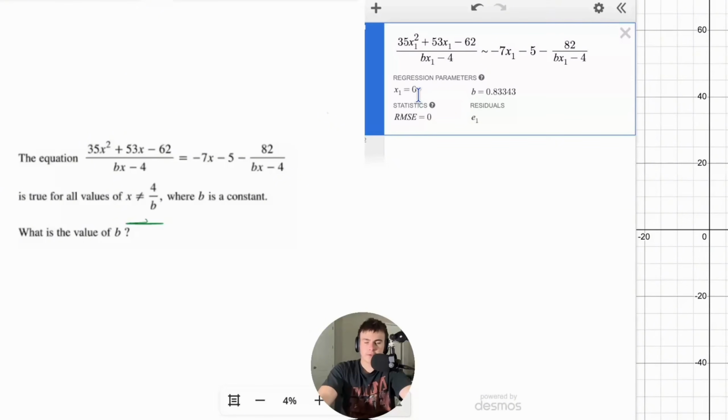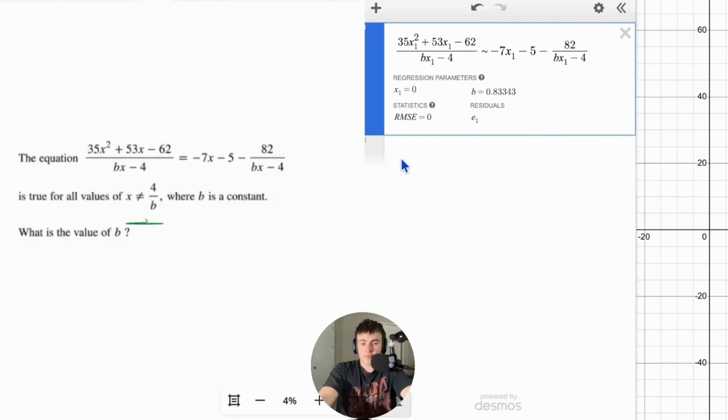Perfect. x1 is 0. That's very bad. You never want it to be 0. It's always a bad sign. So what we want to do is simulate the values for x to make sure we can solve for b accurately. So same thing as last time. But now we have a condition here. It says x is not equal to 4 over b.